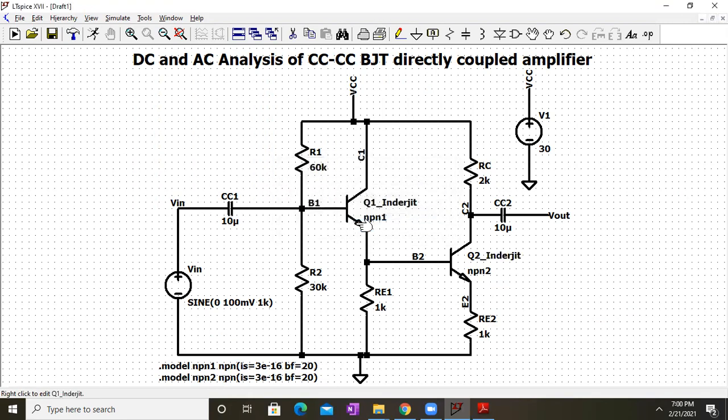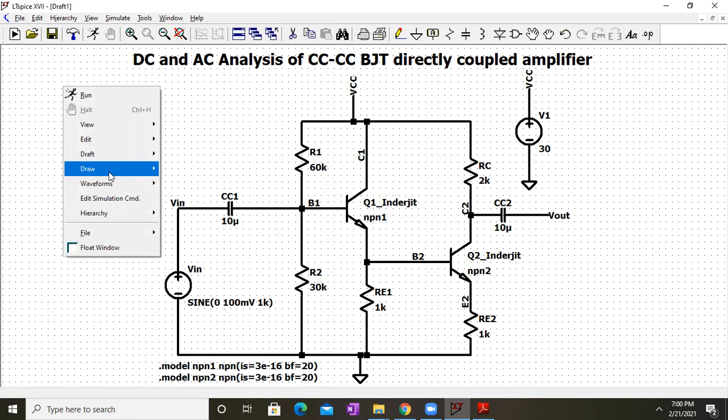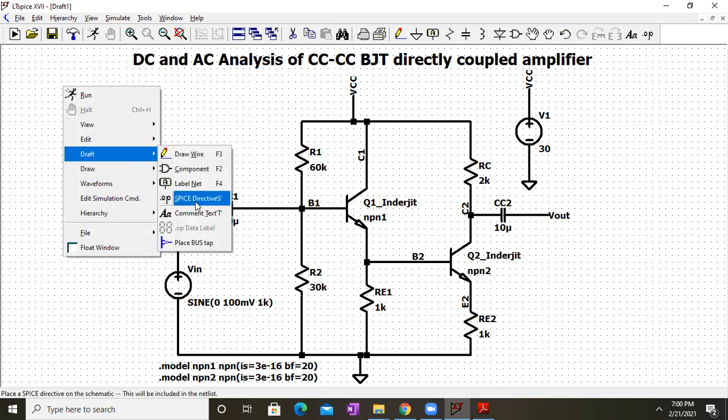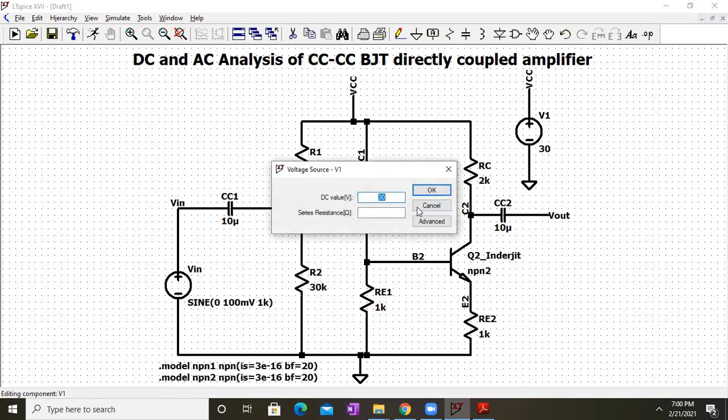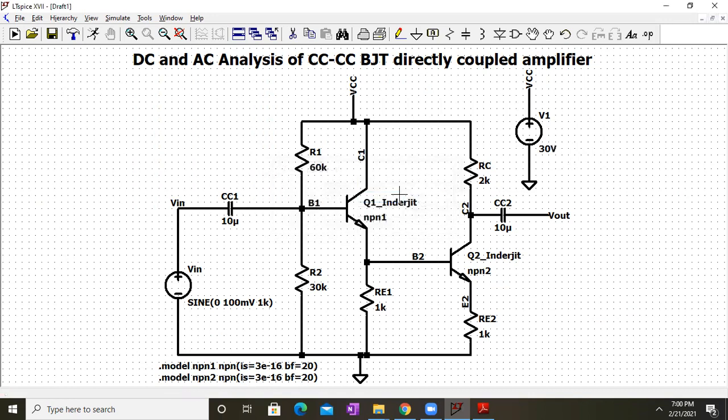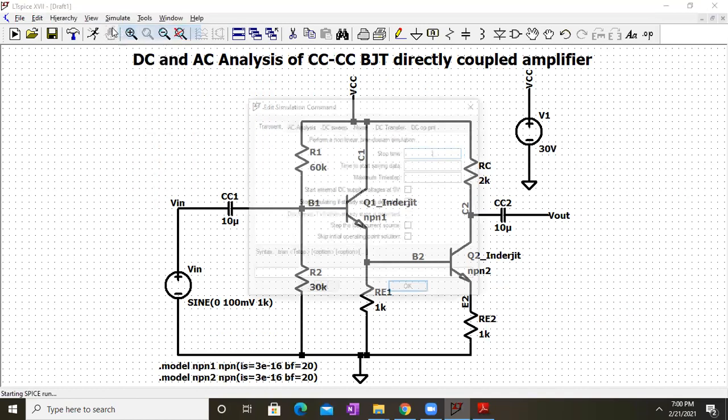This is just done to get some uniqueness. If you are submitting something, your name and roll number will automatically come. Similarly, to define this dot model statement, right click, go to draft, and click on spice directive. The entire circuit is powered by a 30 volt supply, so VCC is 30 volt. Here we have used the label technique to do that. Now let me click on simulate, run.